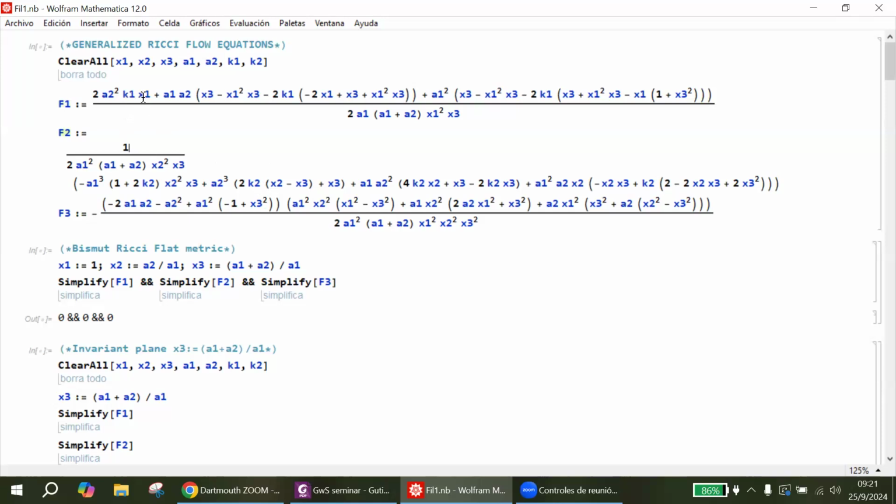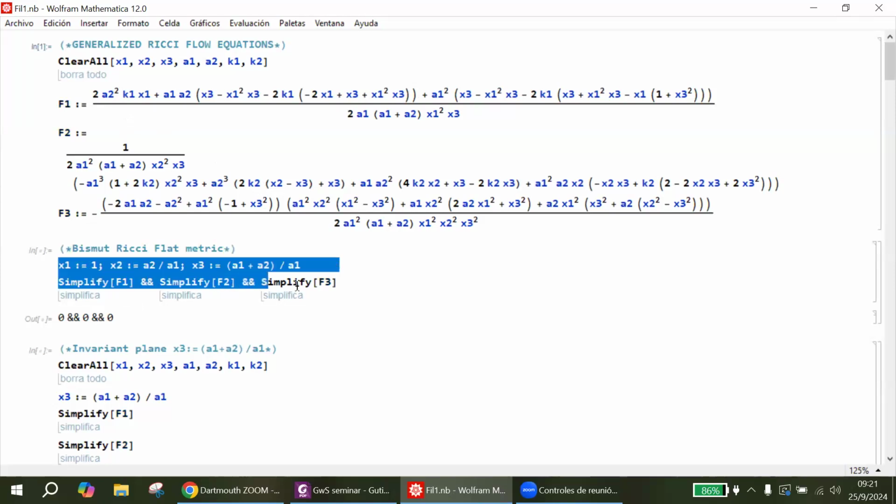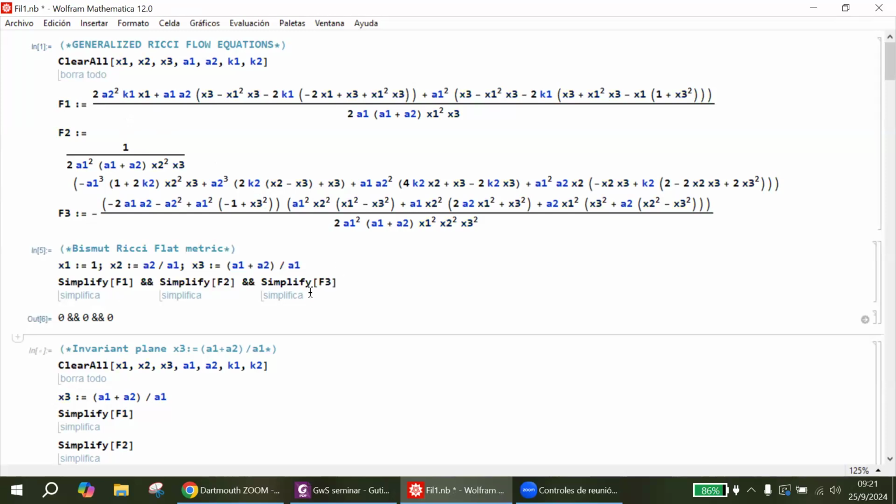And here we can check that the metric given by these coordinates is a fixed point of the flow. We have those zeros; F vanishes when we evaluate it there.